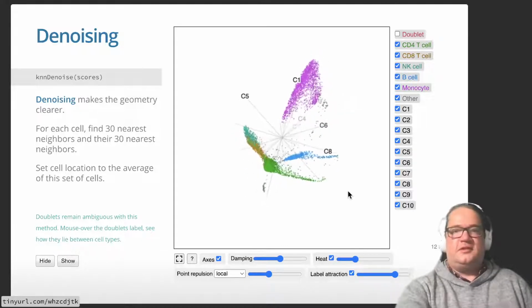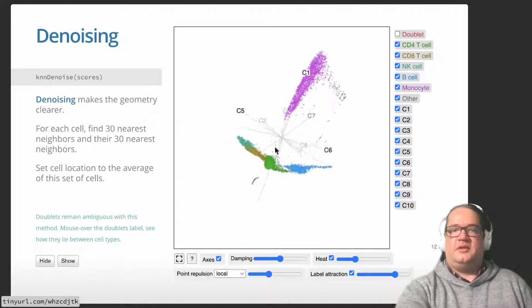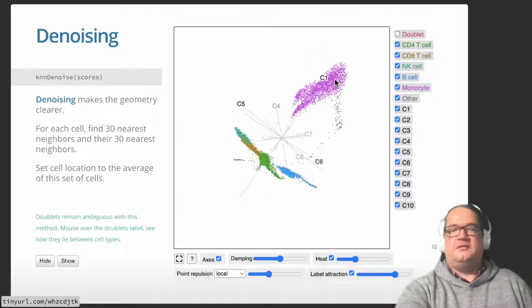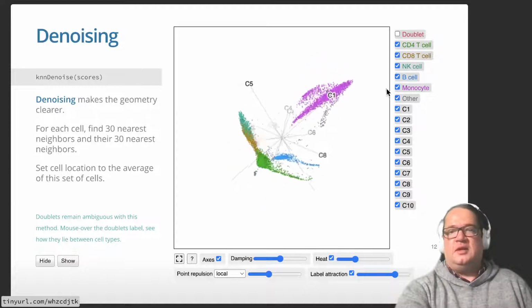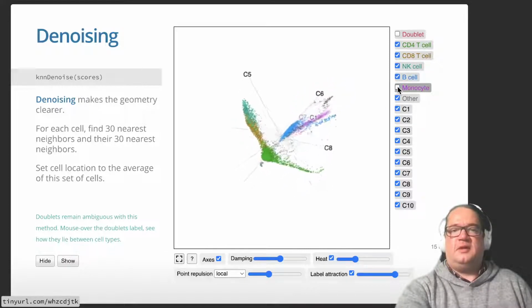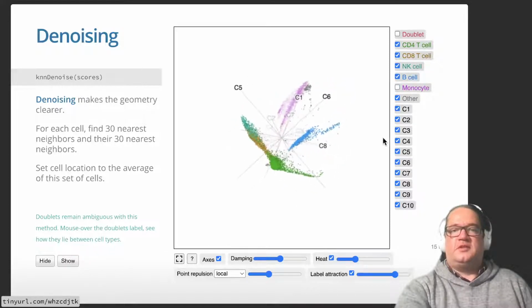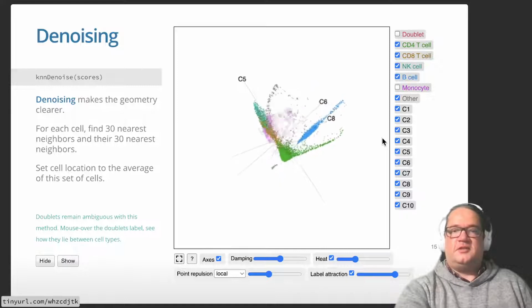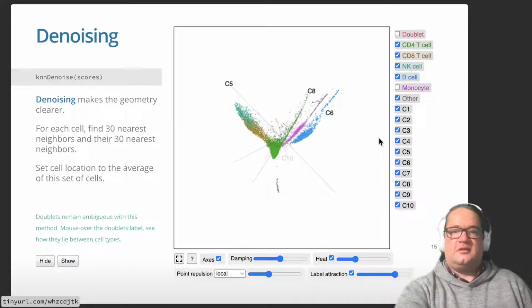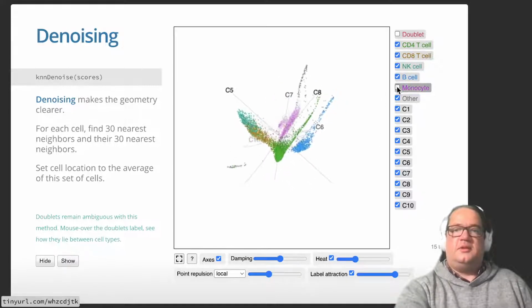We could dig into this a bit further. Like most of the layout here is the distinction of monocytes from other things. So maybe if we turn that off, the display changes a bit. You can see a bit more of the structure. So you can sort of play with it like that.